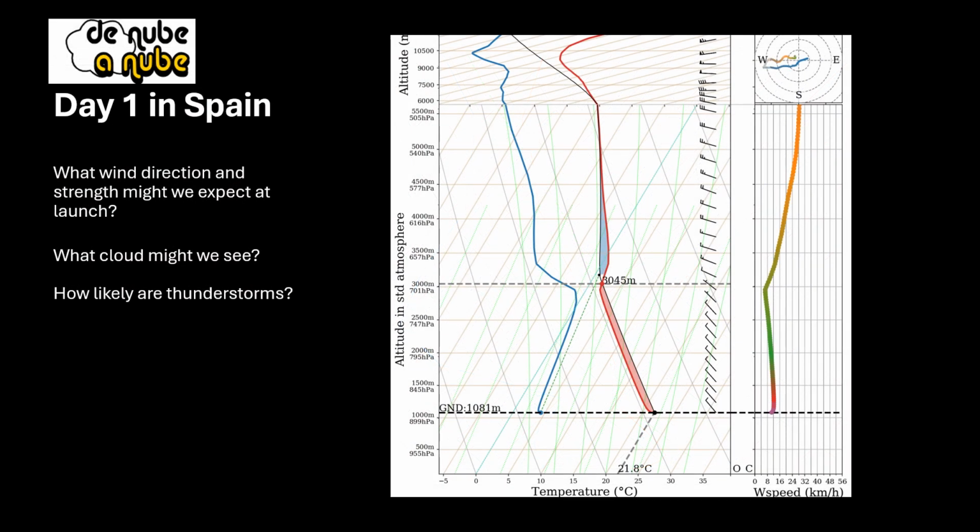We'll now turn to the specialised set of Skew Ts that are made available to pilots in central Spain. We have 3 differing days from 3 different launch sites available to study. In this case, launch is at 1,081 meters. Note the wind direction and strength at launch on this day. What will the sky look like? And is this a day where we should worry about storms?